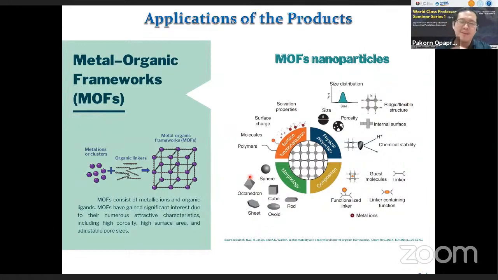This material can be generated by using metal ion and organic linker or ligand, and then with specific metal ion and specific ligand, a unique structure can be formed, and this unique structure has many interesting properties. For example, very high porosity, low density, very reactive surface, or ability to modify the surface. These are some possibilities that we can play with MOF.